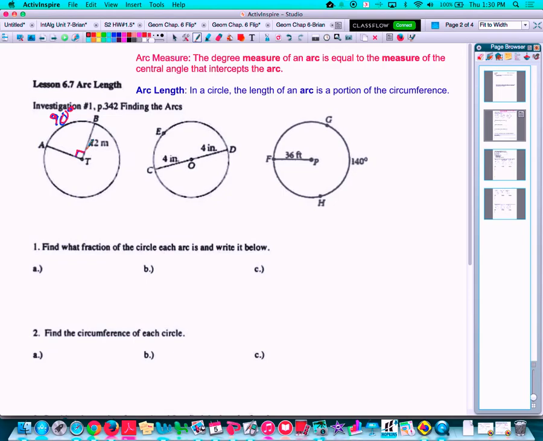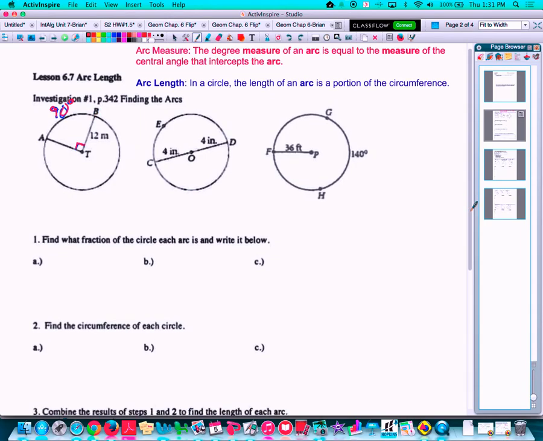Now arc length is a length measurement. So it's a fraction of the circumference of the circle. Arc length in a circle, the length of an arc, is the portion of the circumference. So although this is 90 degrees in measure, what I want to know is how long is that distance along the arc, and how far is that from A to B. So we're going to do a little investigation first just to make this hopefully more clear.